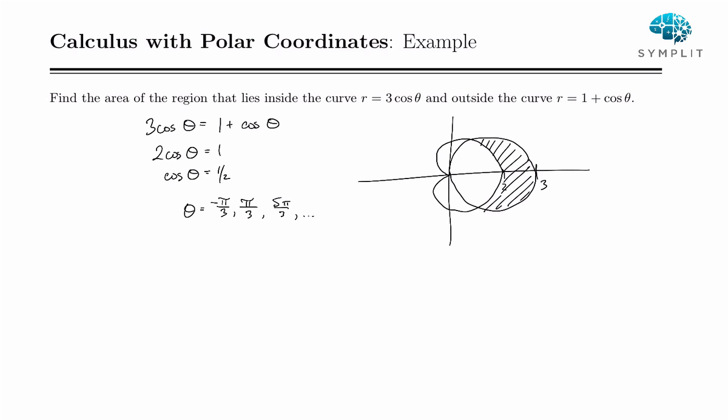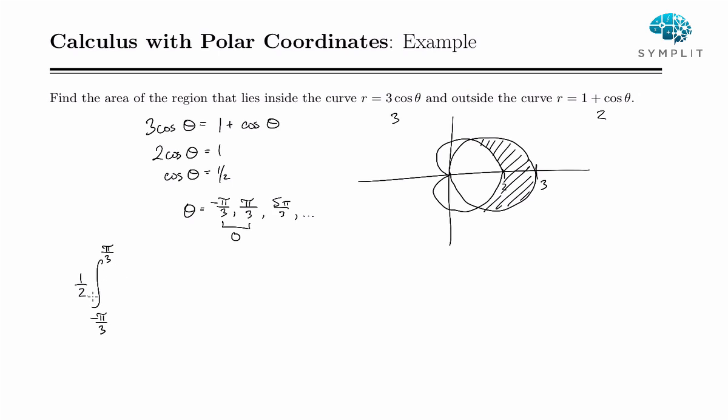However, if you're not sure, all you need to do is look at intervals and say, well, if we choose something between those two, say 0, if you plug it into this function, you get r equals 3. If you plug it into this function, you get r equals 2. Which means this function is bigger, this one's smaller, and that makes sense because we want it inside the bigger one and outside the smaller one. And so that would tell us, oh, those are the bounds that we're going to use. So we go from negative pi over 3 to pi over 3.